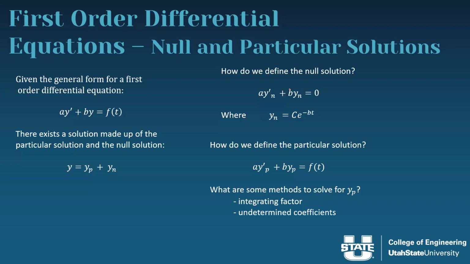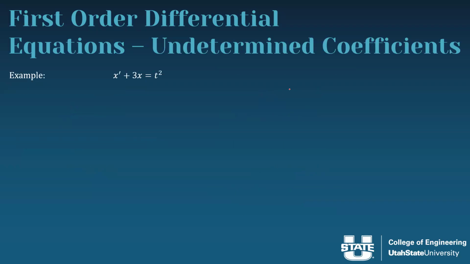Okay. So this is the example we're going to solve. The first thing that we're going to do is use the integrating factor to solve our null solution. We're just going to ignore the right-hand side for a little bit. So if we write that down like that, we can do this, and then I'll use the integrating factor.